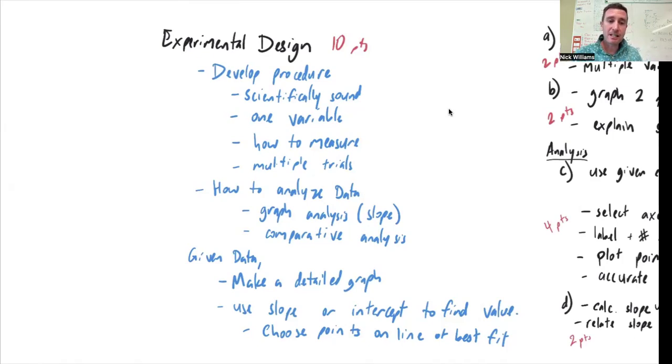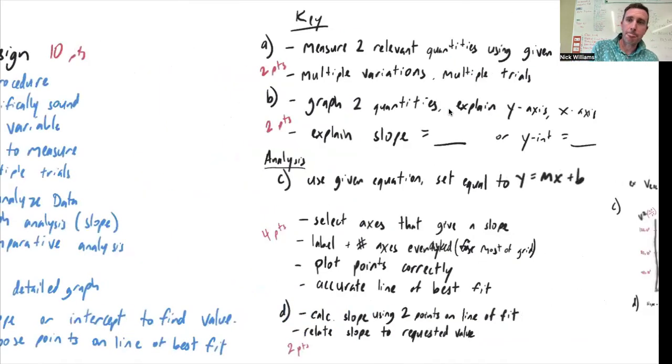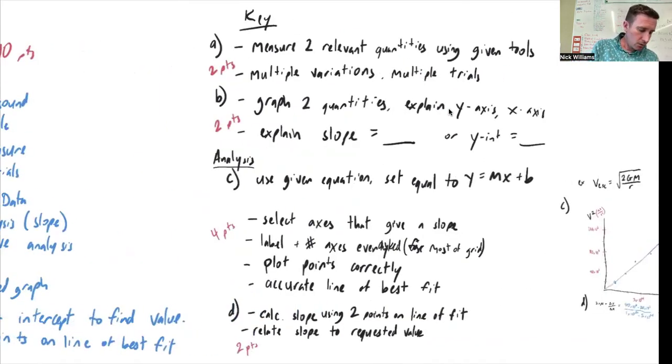And then for the next piece, part C and D is the analysis. So you'll be given some data. You'll be asked to make a detailed graph and then use the slope or the y-intercept to find some of the values. Remember to choose points on the line of best fit. Don't use the points that are directly given to you in the table. Make a line of best fit, choose 2 points on that line of best fit. So here is where the points are in that key.